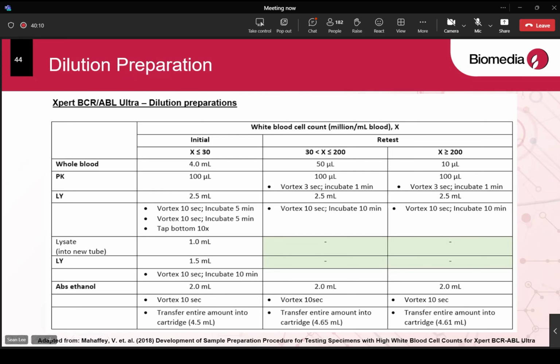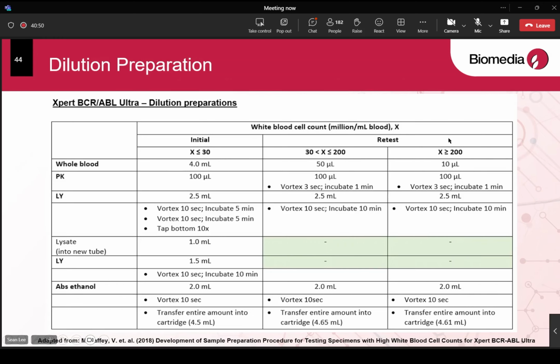First, when you want to start the test, identify the white blood cell count. If you have 30 million per mL of blood, you use the original protocol. If the white blood cell count is between 30 and 200 million cells in the blood, you reduce the whole blood to 50 microliters instead of using 4 mL, and then just follow the steps: use the PK, proteinase K, the lysis reagents, then put in the ethanol and run the test.